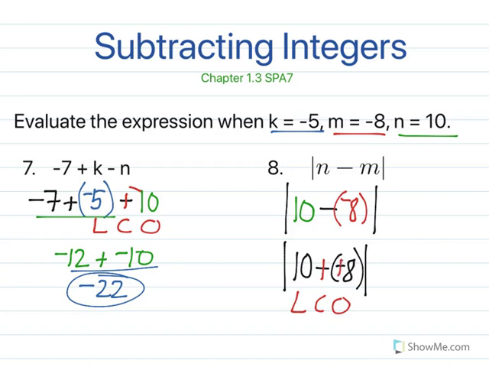When I add these together, I'm going to get 18. So I have the absolute value of 18. And the absolute value of 18 is simply 18. So there you have it. That is how we go about solving subtracting integer problems.